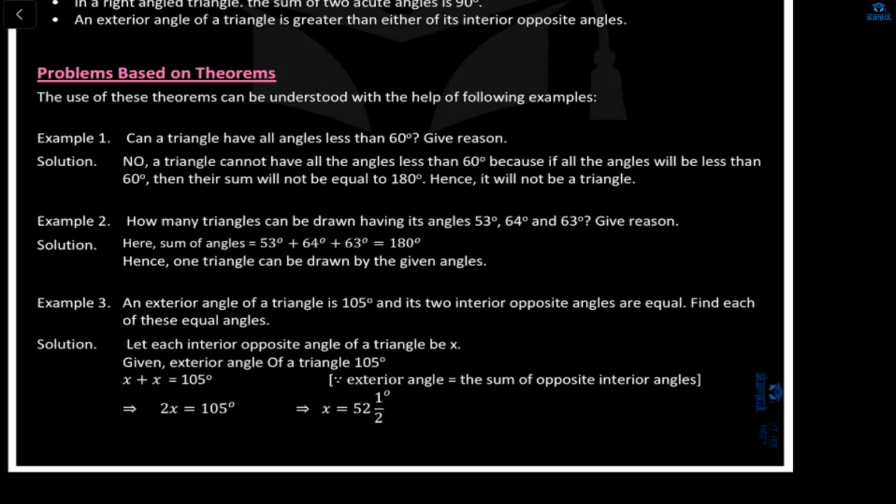How many triangles can be drawn having angles 53 degrees, 64 degrees, and 63 degrees? If you add all the three values, it will give you 180 degrees. So we can have only a single triangle from the given values of angles.